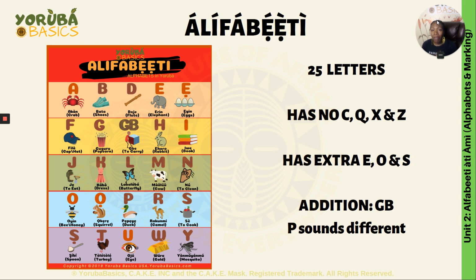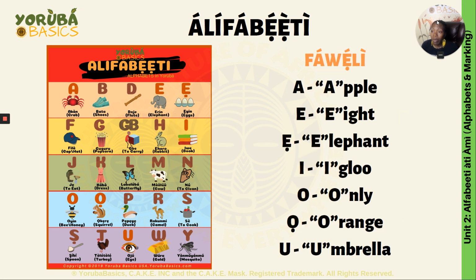And then finally is the P sound. Yeah, we have a P in English, we have a P in Yoruba, but they make a different sound. In English P, you put your mouth together, but in Yoruba, the P is wider. You kind of flatten your mouth out, okay? Let's get right into each one of them, okay?